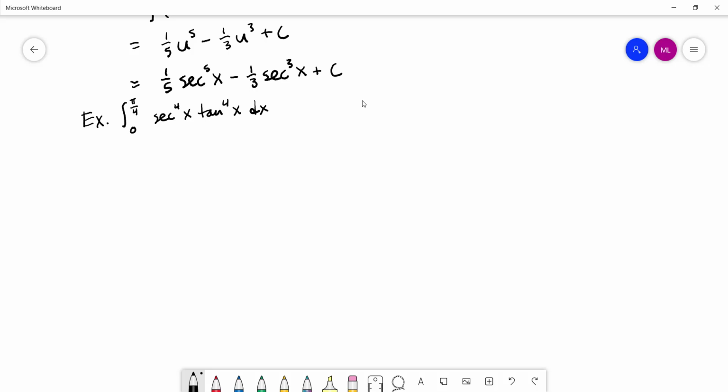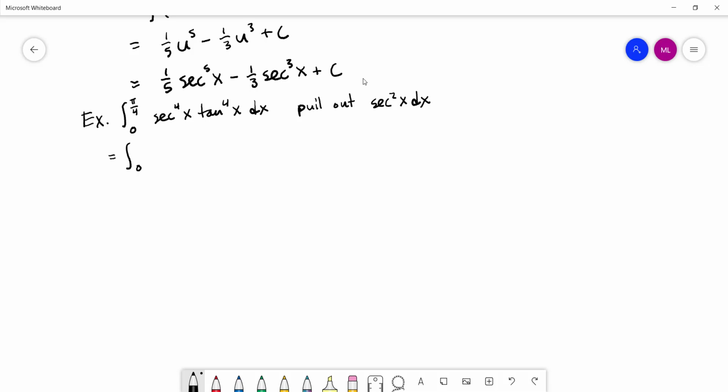So again, we need to figure out what we're going to pull out from here in order to leave behind preferably even powers of both functions. And I can either pull out a secant squared or a secant tangent. In this case, if I pulled out the secant tangent from my du, it would leave me with odd powers, and so I don't want to do that. Instead, I want to pull out the secant squared of x dx.